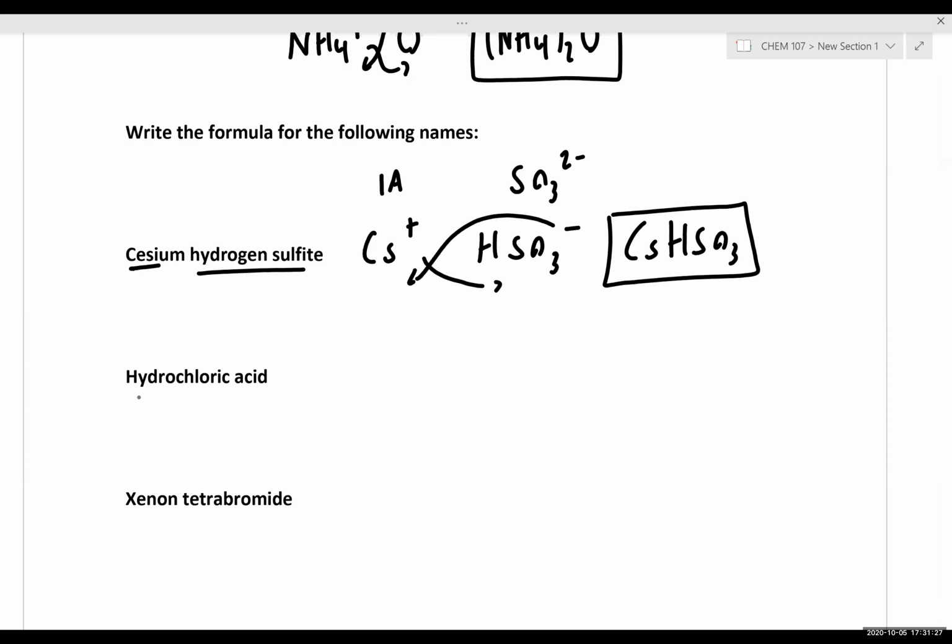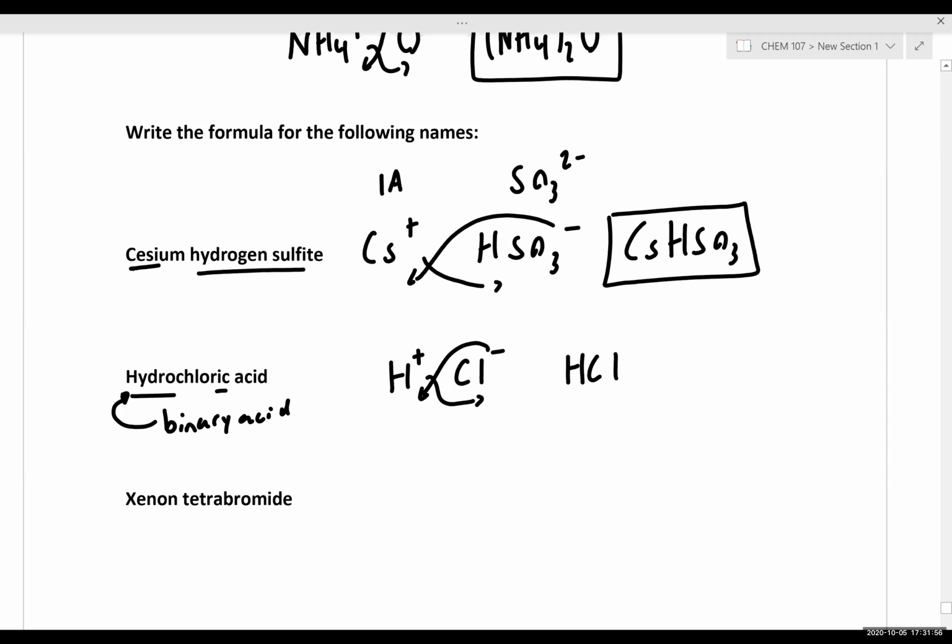Let's look at this next example. Hydrochloric acid. This is a binary acid. We can tell by the hydro prefix. So chloric is derived from chloride. To write our formula, we take H plus and we cross our charges with Cl minus. So this hydro prefix tells us we have a binary acid, and so our formula would be HCl.